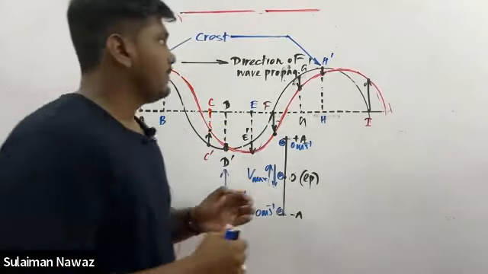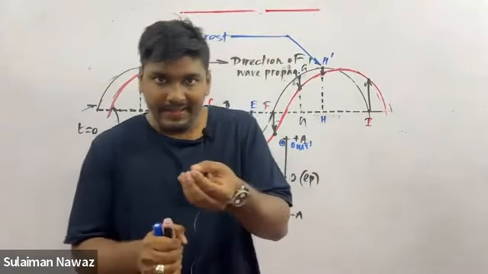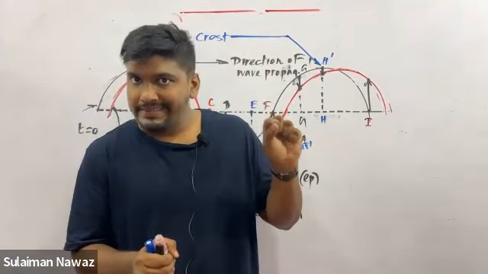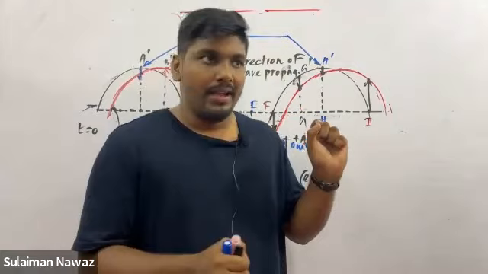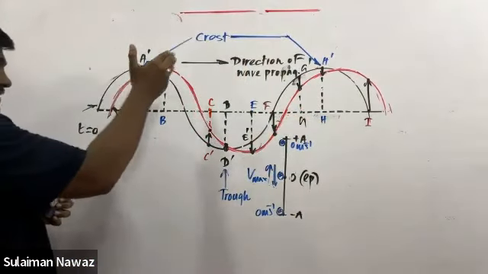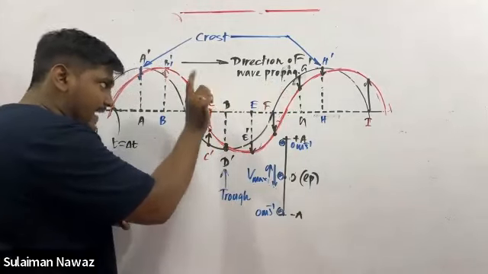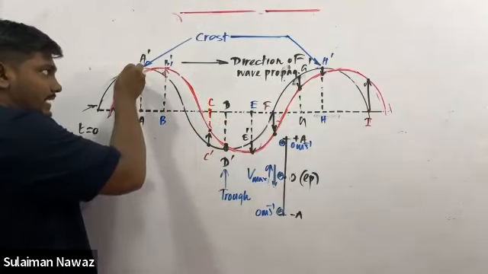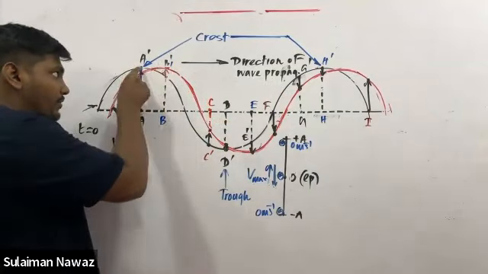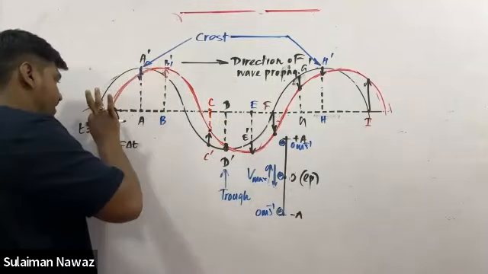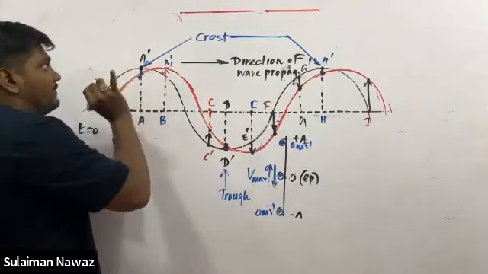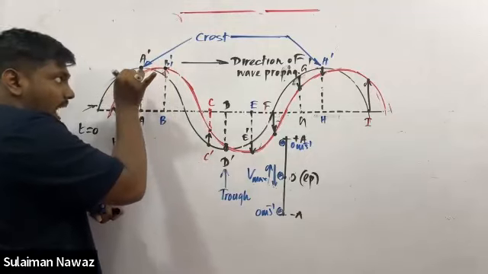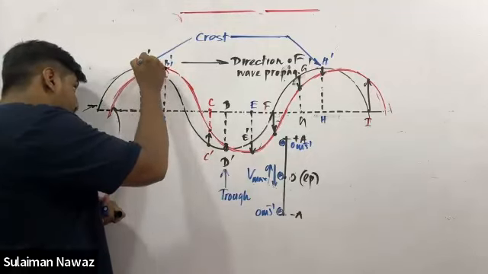Now I'll ask one question. When this transverse wave propagates in the forward direction, what would happen to the crests and troughs? Look at this. Initially when t equals 0, here was our crest. When t equals delta t, here is my crest. What happened to the crest? This crest has shifted in the forward direction.